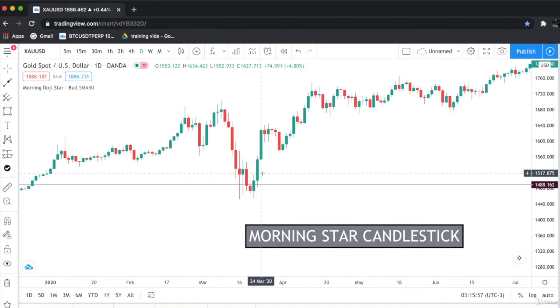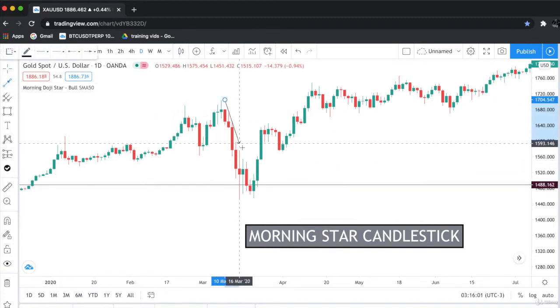This is the morning star candlestick pattern. As you can see, this is a clear downtrend. The market was in a downtrend.